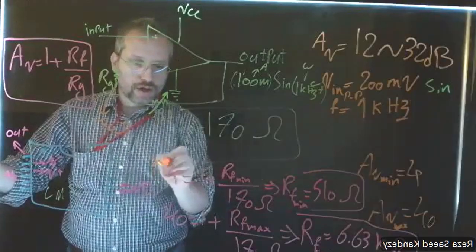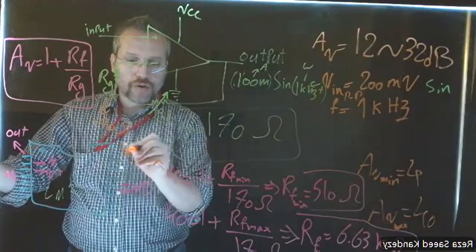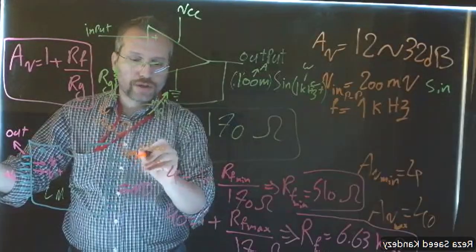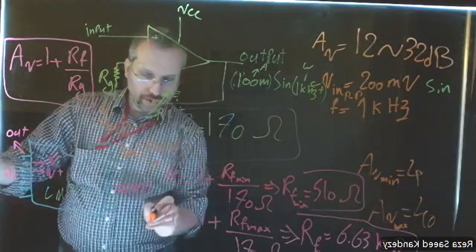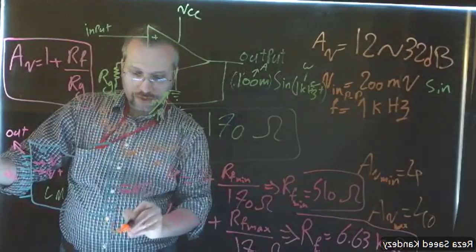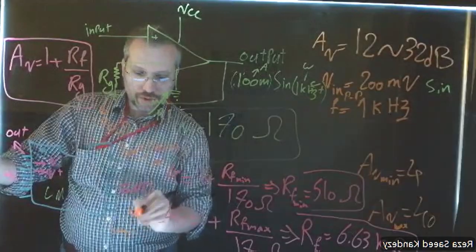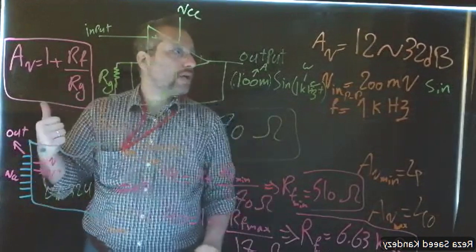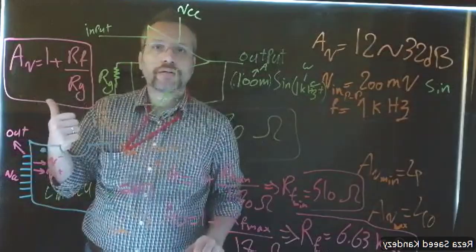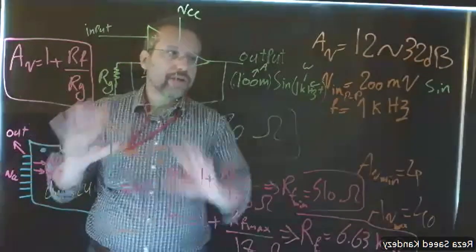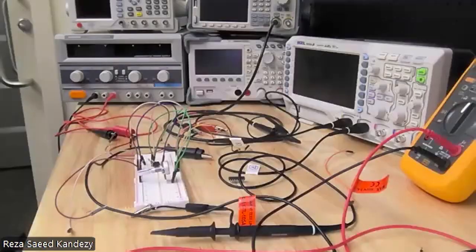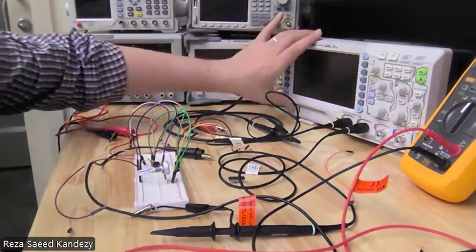Okay, so here I'm gonna get the output of 800 millivolt peak to peak. Here I'm gonna get the output peak to peak equal to 8 volt. Okay, now let's actually go to the lab and see if our experiment would be consistent with the design that we had here. Okay, let's talk about the actual experiment.